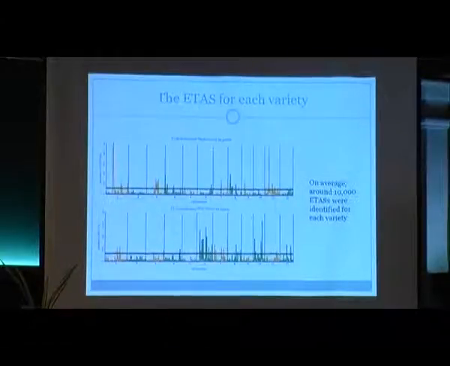Here, this picture shows the ETAs distribution for the Indica Minghui 63 and Japonica Irat 104. On average, we identified around 10,000 ETAs SNPs for each variety. And we can see different elite varieties have different ETAs distribution patterns. That is because they are bred for different purposes. So when you look at the genome, you will find different targets, right?